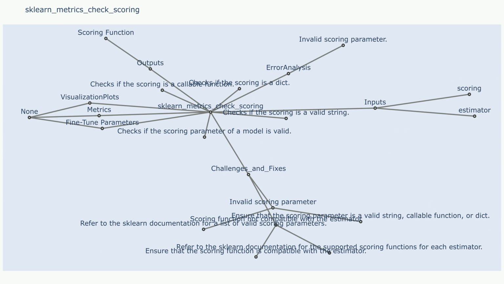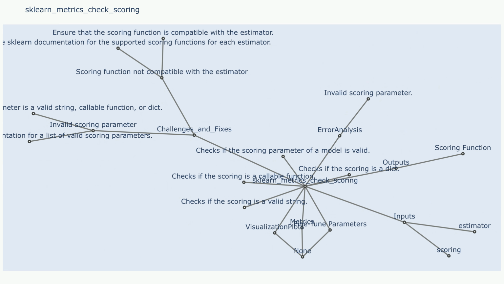Challenge 3: incompatible scoring metrics with the chosen estimator. Sample use case: attempting to use a scoring metric not supported by the estimator, such as using an AUC score for a multi-class classification problem. Fixes: refer to the documentation of the specific estimator to verify the supported scoring metrics. Choose metrics that are compatible with the estimator's functionality.